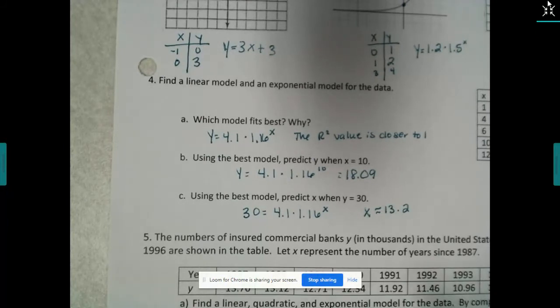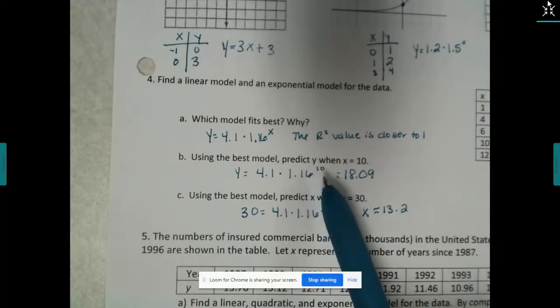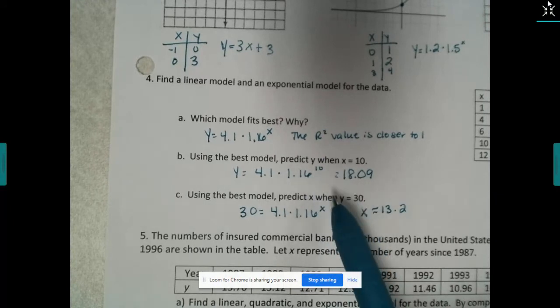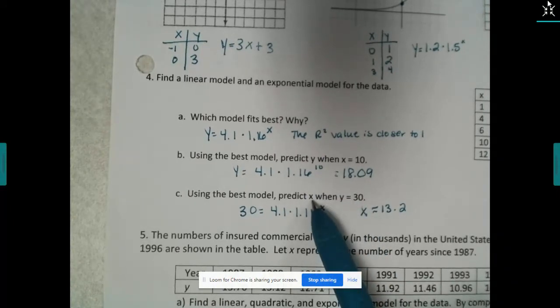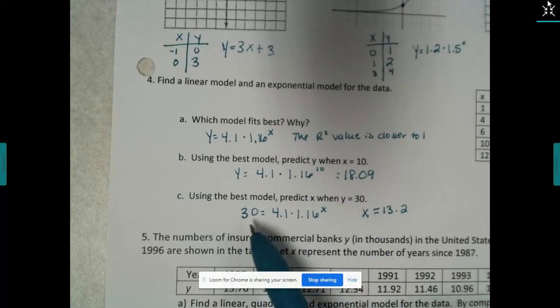Okay. So when you're wanting to find the y value, you can just plug that in, type it in Desmos. When you want to find the x value, though, look at the graph and see when y is 30, what is x? And hopefully it'll be pretty close.